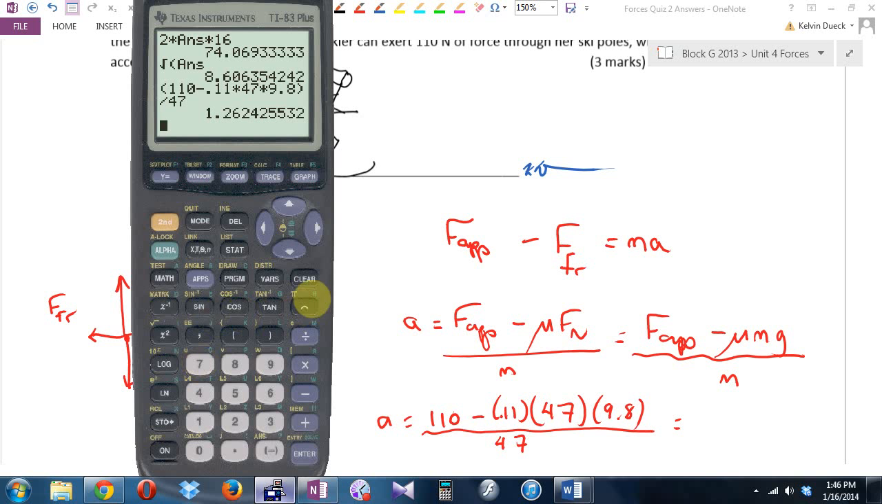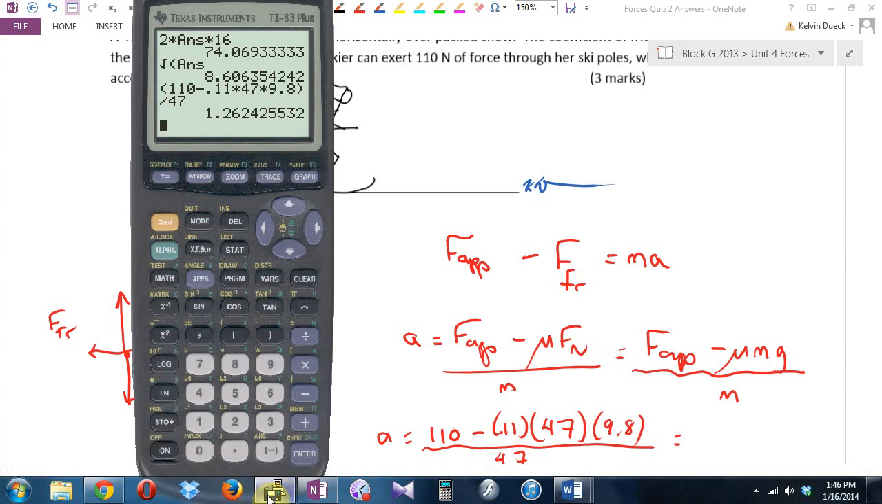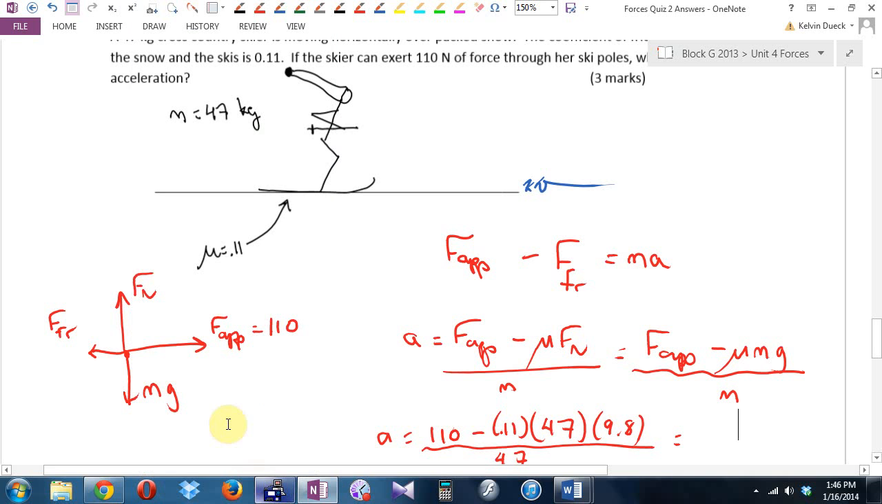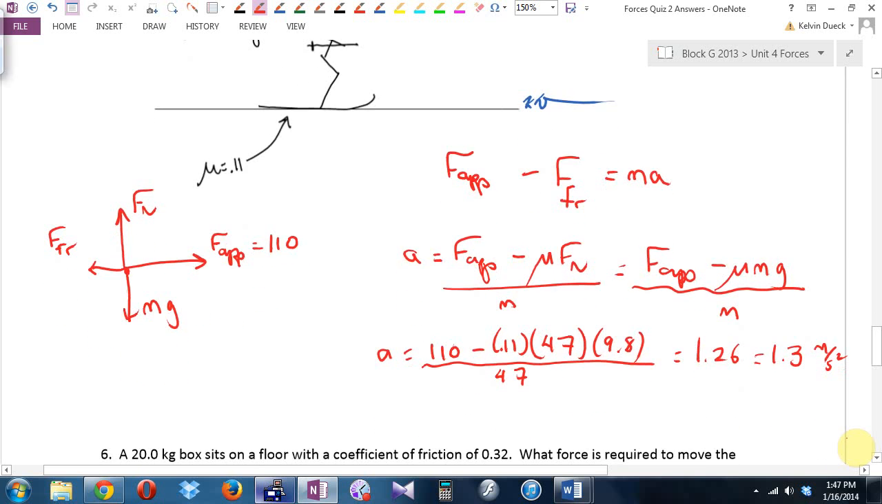How many sig figs, Mr. Dueck? 2. 1.26 or 1.3, and it's an acceleration, meters per second squared. Now, if you got that right, of course, 3 out of 3. Otherwise, 1, 2, 3, 4, 5. Yeah, I'd probably go something like this.